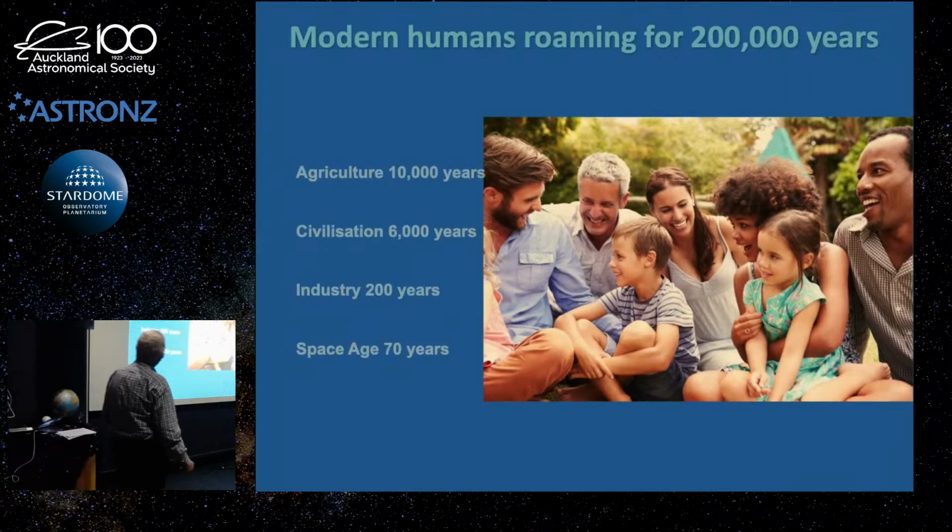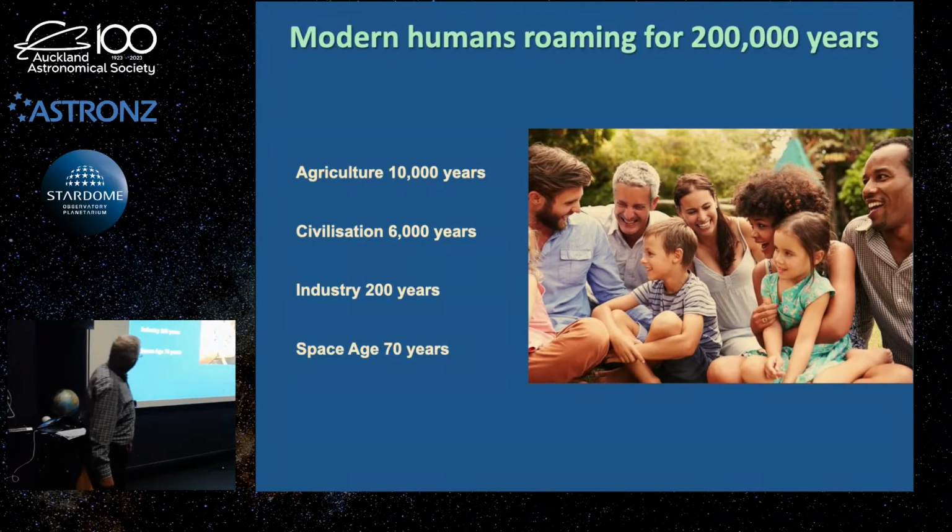So a few little milestones with humanity. It's been about 10,000 years that we've been doing agriculture, learning to grow crops and so on, and getting more efficient at that.